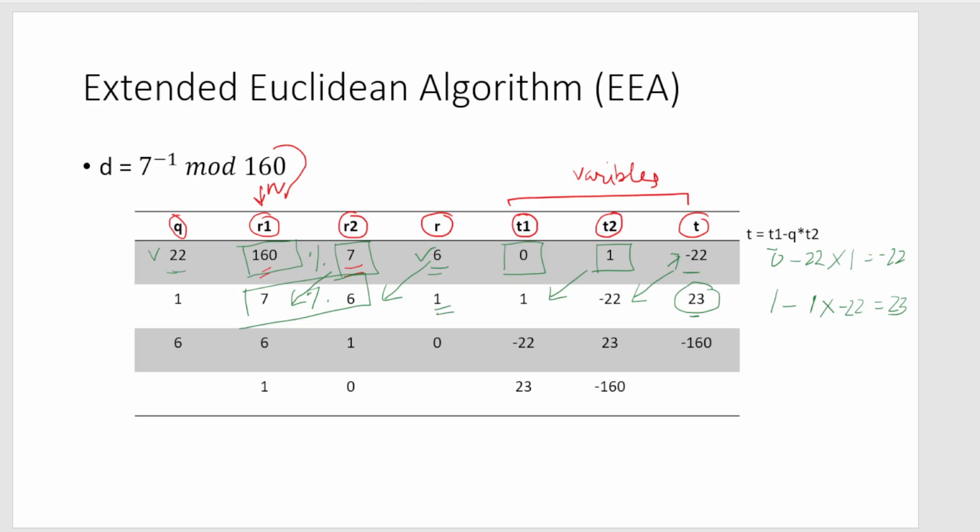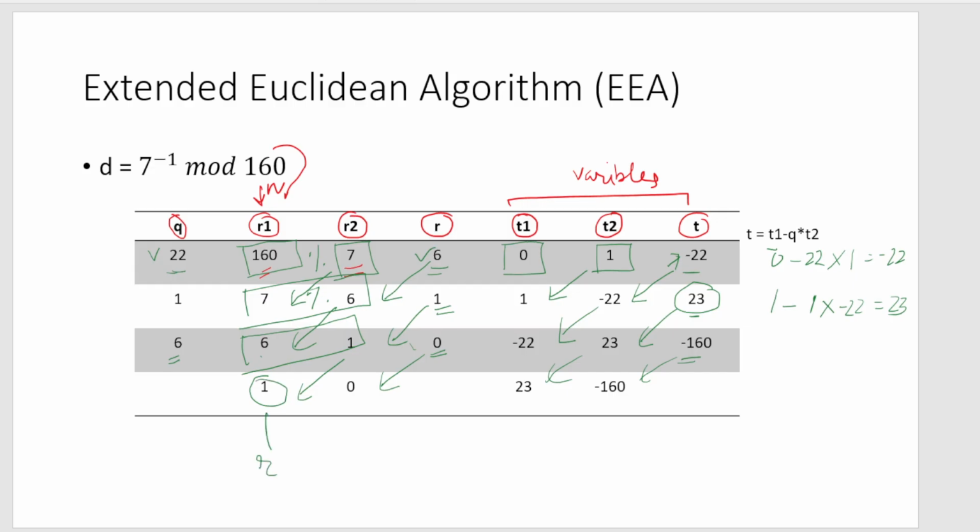Now again you shift in the diagonal way. 6 comes into R1, 1 comes into R2, minus 22 comes into T1 and 23 comes into T2, right? Again you divide 6 by 1, so 6 times 1 is 6, so you get the remainder 0. Now again you calculate T, it will come out to be 160, right? Now again you do the shifting, you get 1, you get 0 here, you get 23 here and you get 160 here, right?